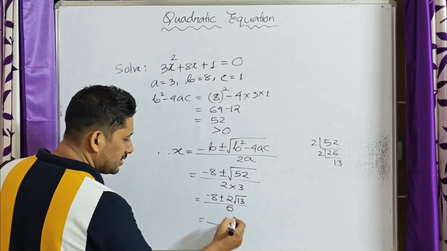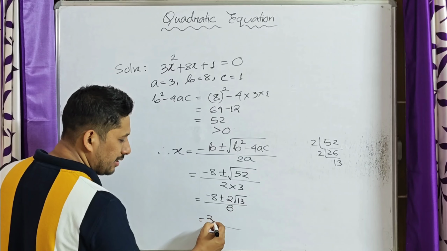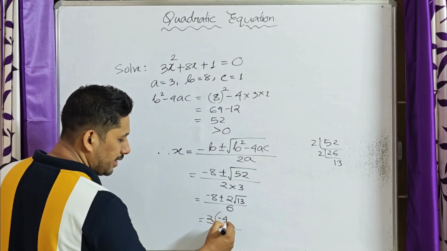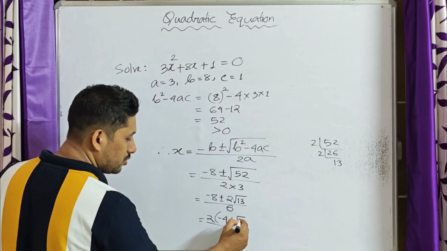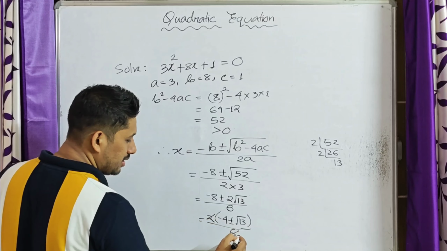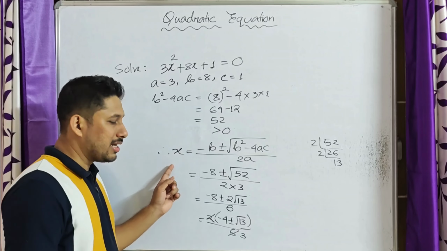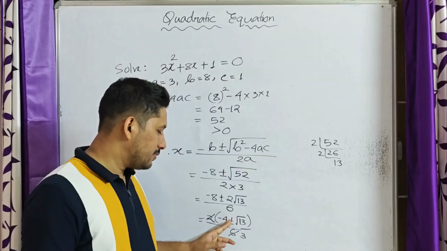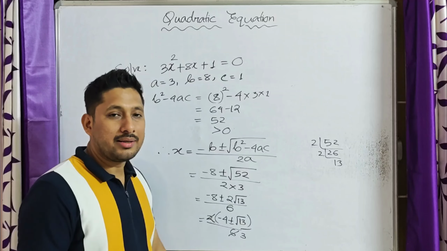Next step, I can see these numbers are even numbers. I can take 2 as common. It will be minus 4 plus minus root 13 by 6. So I can cancel 2 and 6, which is 3. So the value of x is minus 4 plus minus root 13 by 3.